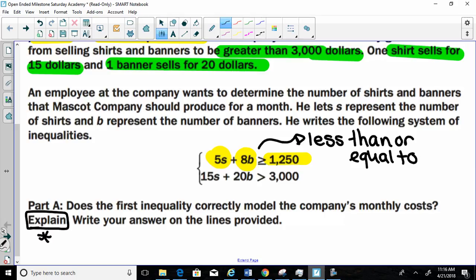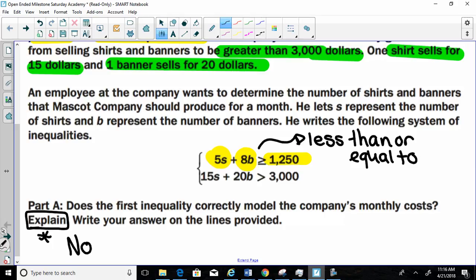What they get, 15 and 20? The second part, the green. We're focusing on the yellow part first. So is the first inequality correct? No. And so we would write no because the inequality sign is incorrect.